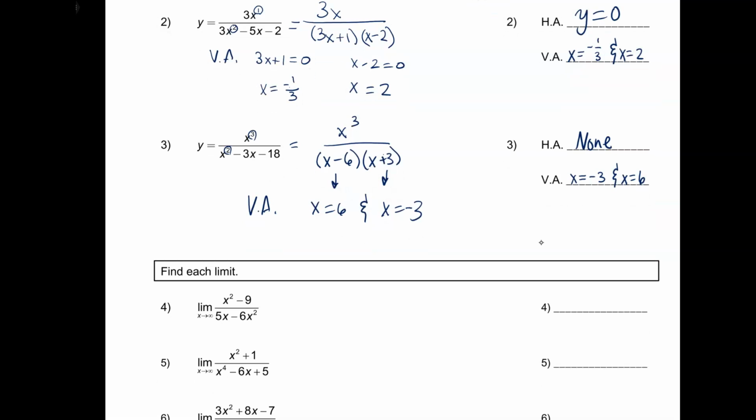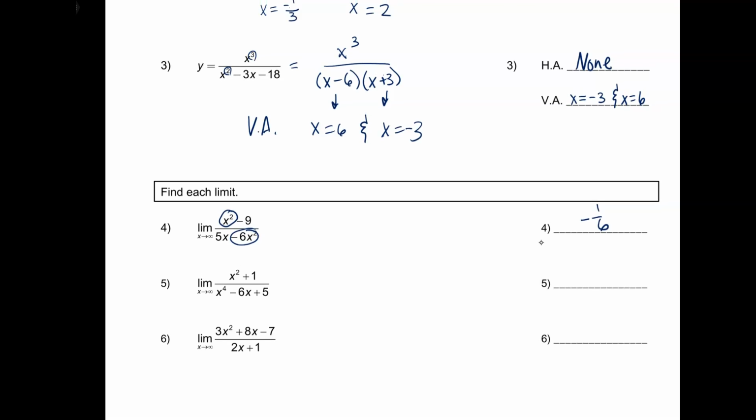Perfect. So I'll move up a little bit. And now we're just finding the limit. The limit as x approaches infinity, we're looking at the leading term test. It is negative 1/6. That was really easy. How about this one? 0. How about this one? None. The limit does not exist, because I'm looking at the limit as x approaches infinity.